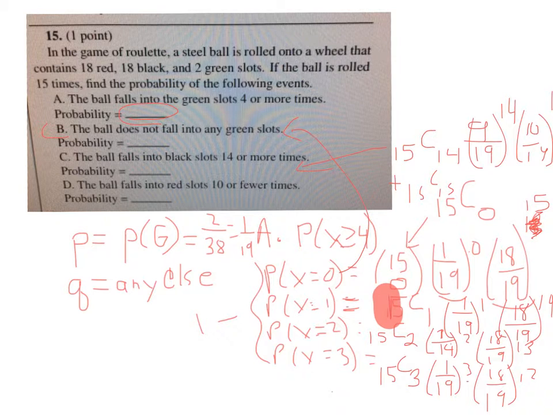D, the ball falls into red slots 10 or fewer times. So that one's a bit of a toss-up, because you can go 10 and then count down 9, 8, 7, 6, and all the way down to 0. Or you could do 11, 12, 13, 14, all the way up to 18. It's kind of a bad question for them to ask, because there's so much work involved. But either way, you have to find the probabilities of all of those numbers and add them up, okay?